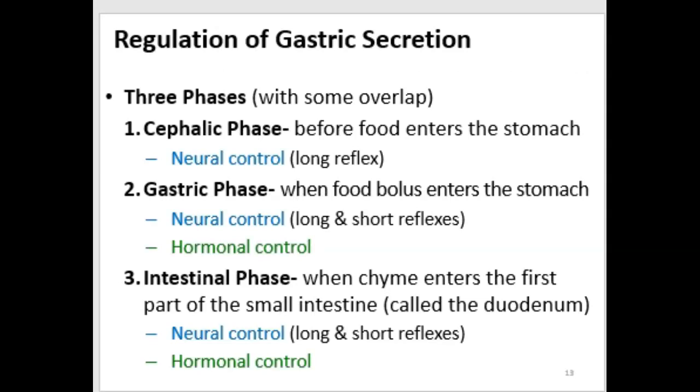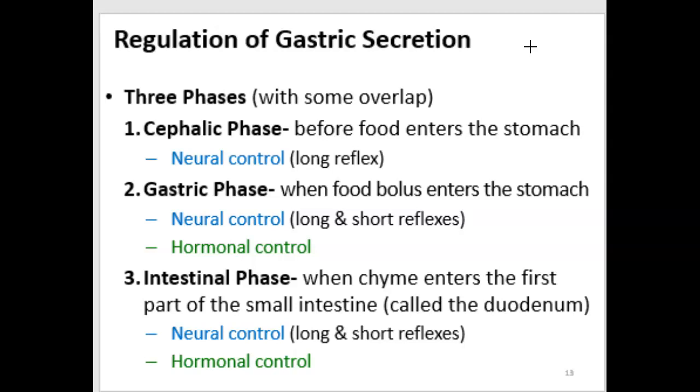Okay, we just talked about gastric secretion and the components of gastric juice. And now we want to talk about how secretion is regulated. Does it happen all the time? Does it happen when we eat? When does it happen? It turns out there are 3 phases involved in the production of gastric juice, as well as the regulation of its production.